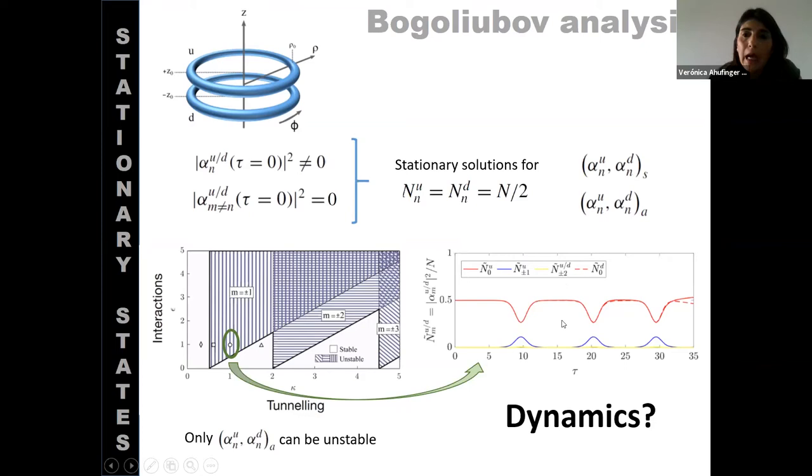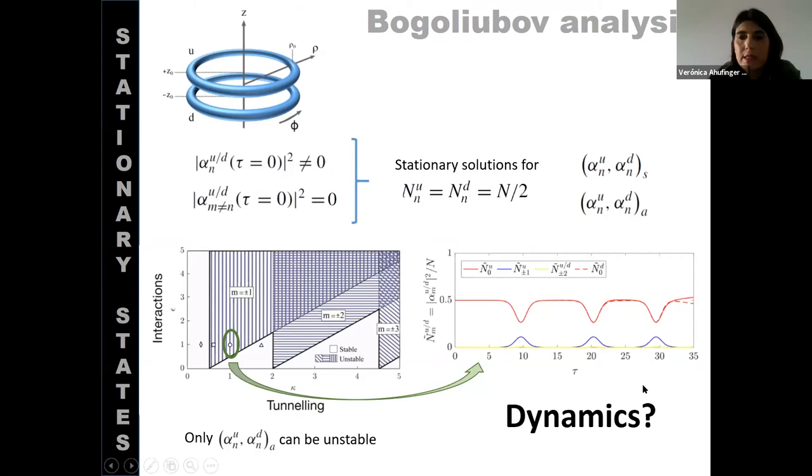And what we see is that this dynamics exhibits some increase of the perturbation modes, but followed by a decrease of this perturbation mode, and this behavior is periodic. Of course, these dynamics cannot be understood just by means of the Bogoliubov analysis, and what we have done is to derive an analytical two-state model that will allow us to understand these dynamics.